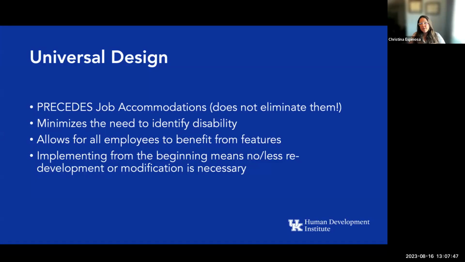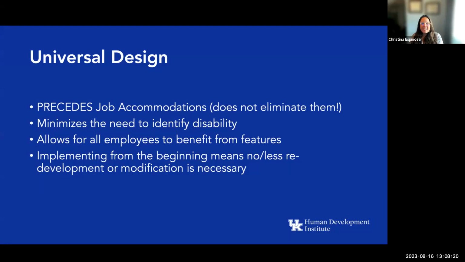But when we have these universal design principles that we're going to talk a little bit more about in a minute in place, then we often don't have to identify disability or ask for accommodations because the space is already usable by the greatest amount of people possible. So minimizing that need to, at an individual level, identify disability. And then it also inherently allows for all employees and all people who are participating with an environment to benefit from those features. So, some of us are tall, some of us are short.